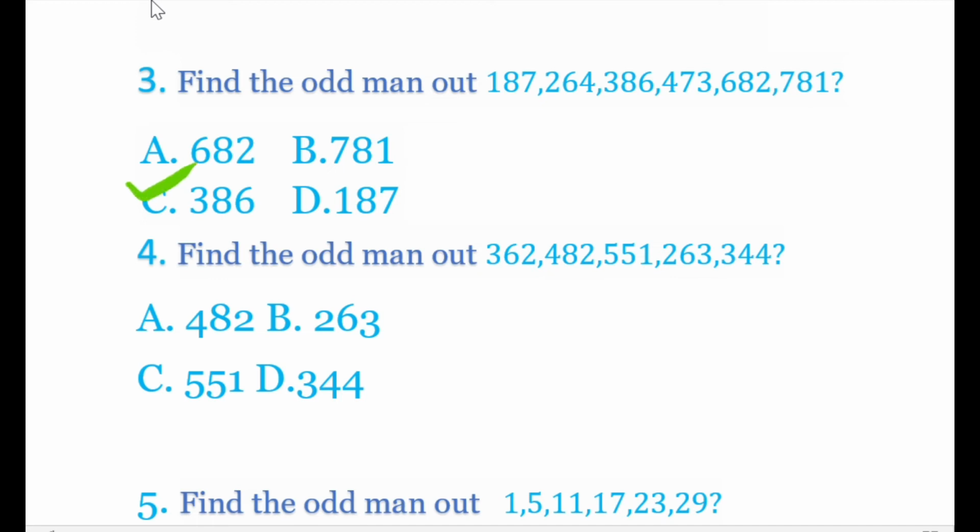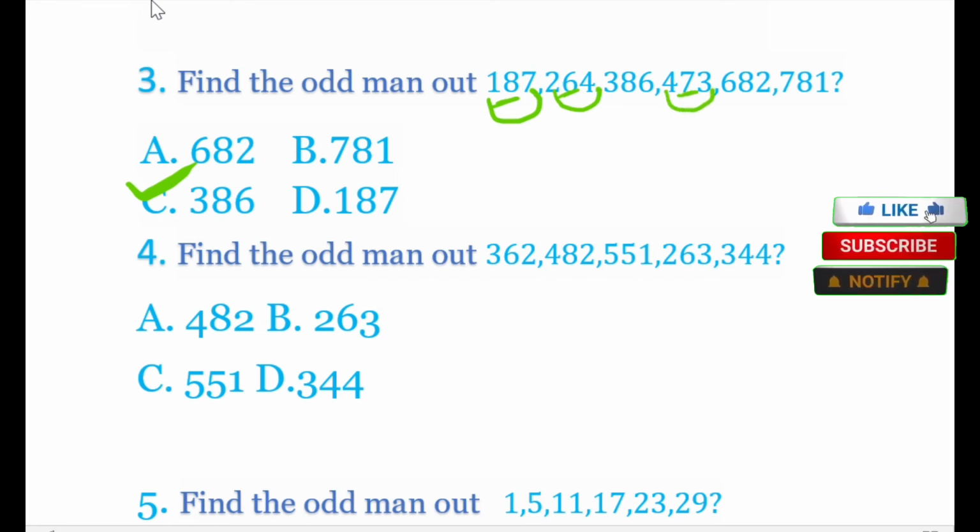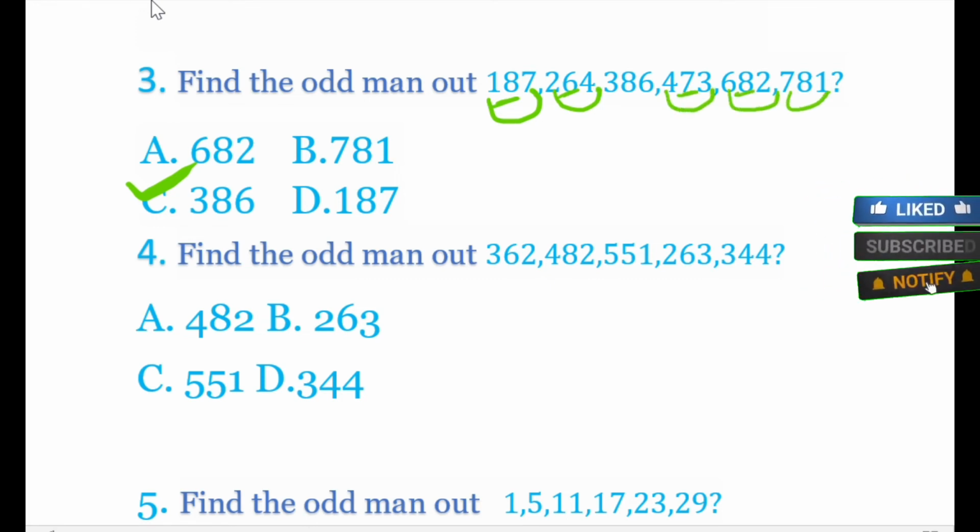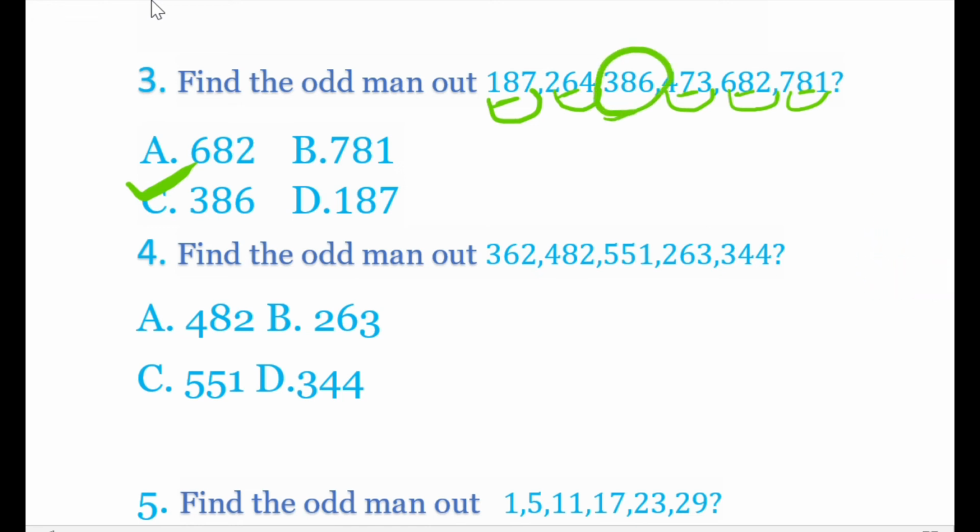So why 386? I'm telling you the logic again. You need to try different logics until it comes. You never stop thinking. So, quick thinking: if you add 7 and 1, you get the middle number. If you add 2 and 4, you get the middle number. The same holds for the others. Whereas in 386, if you add, you should get 396, but it is 386. So the odd one out is 386.